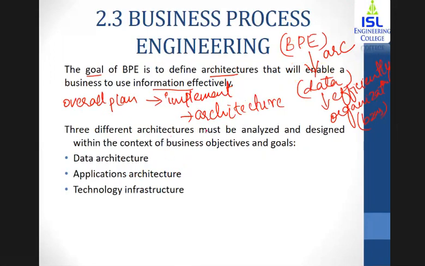Now, three different architectures must be analyzed and designed within the context of business objective and goal. That is, whenever you're going for business process engineering, there are three architectures that you need to define: the data architecture, the application architecture, and the technology infrastructure.